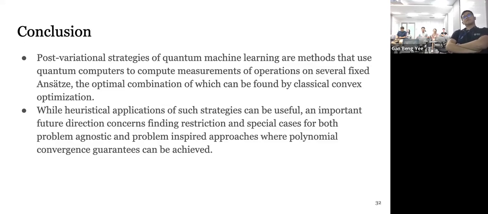So to conclude my talk, post-variational strategies for quantum machine learning are methods that use quantum computers to compute measurements of operations on several fixed ensembles, which, in contrast to variational, is a tunable parameterized ensemble. We take the optimal combination of which can be found by classical convex optimization. So instead of optimizing over the quantum landscape, we optimize classically. While heuristic applications of such strategies can be useful, I believe that one important direction for future work is finding the restrictions and special cases for both problem-agnostic and problem-inspired approaches where a polynomial convergence guarantee exists, such as the linear system case. So that concludes my talk.